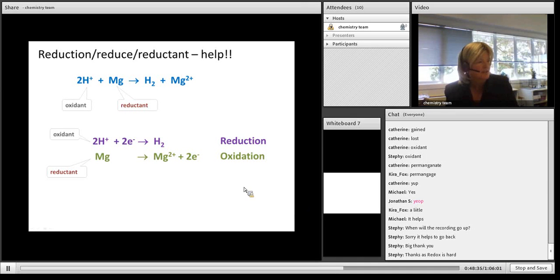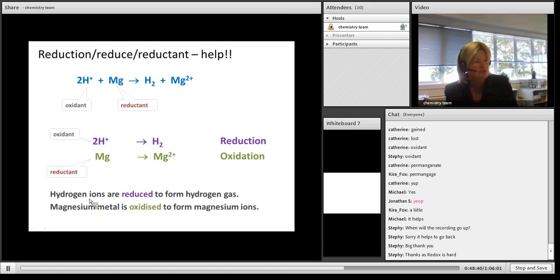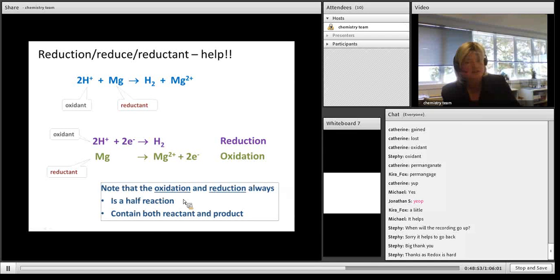And what that previous thing said was, if I just go back, hydrogen ions are reduced to form hydrogen gas. That's just the terminology we use. And magnesium metal is oxidized to form magnesium ions. And as I say, oxidation, reduction, it's always a half reaction. So you'll always have electrons showing in it, and it only shows half of the total reaction. And do you notice it contains the reactant and the product? So it's got to have both. It's got to be a reaction, reactant going to product.